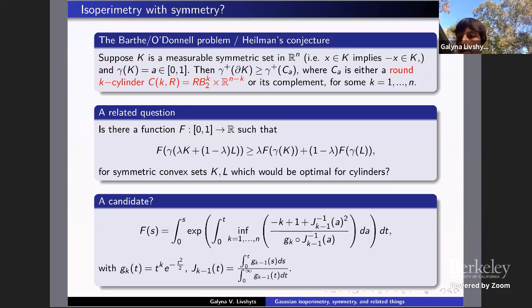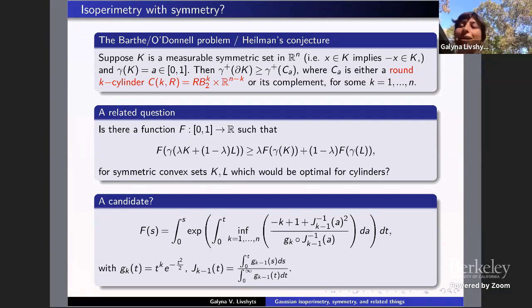And there is all kinds of things in between. A cylinder in R^3, as you imagine it, is a round k-cylinder. So basically, Heilman conjectured that when you fix a measure, you only need to check 2n options for the perimeter, 2n, because you have all the sets and all the complements. All the possible cylinders, all the possible complements, and one of them, whichever is the smallest, will be the minimizer.